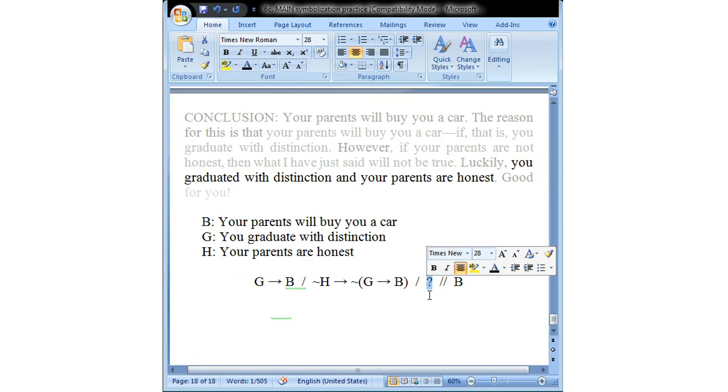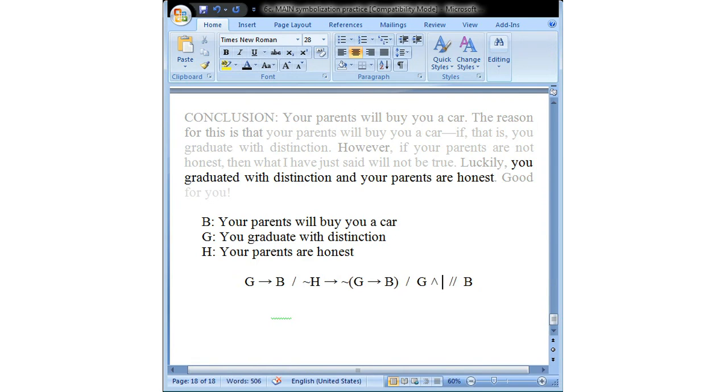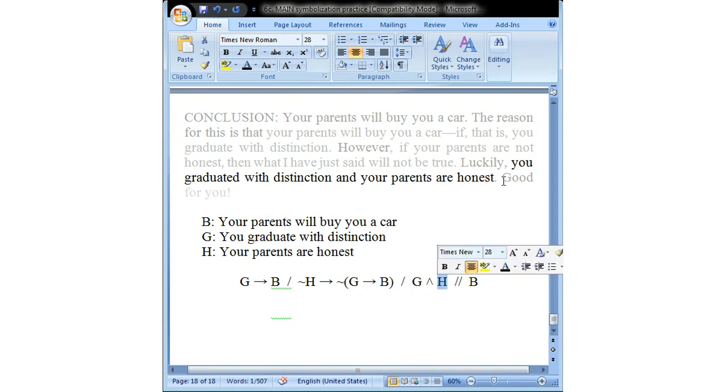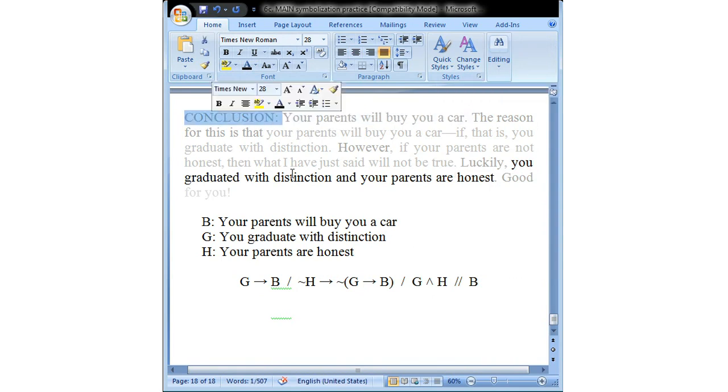Graduated with distinction, so G, and conjunction, your parents are honest. Terrific. You want to live in that world, right, where both conjuncts are true. That's terrific. Therefore, and the conclusion was what? Your parents will buy you a car. The B, good for you, right? And the good for you is because we've established the conclusion, and the conclusion is that your parents will buy you a car.